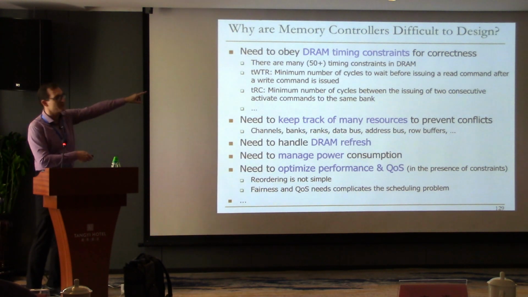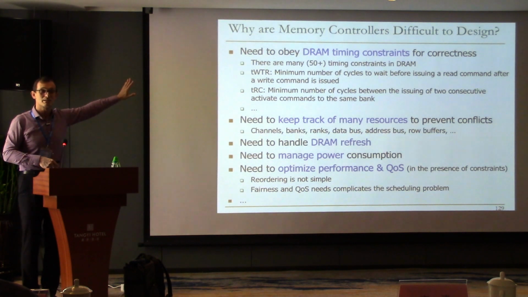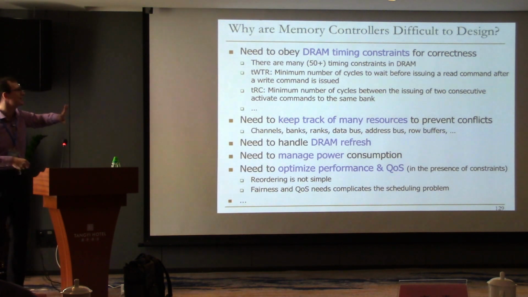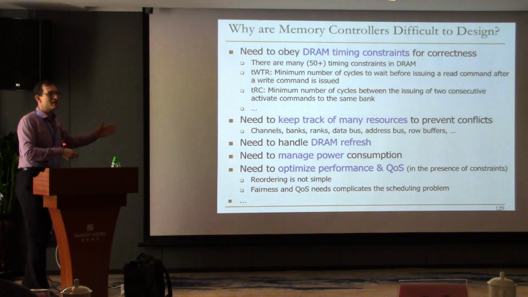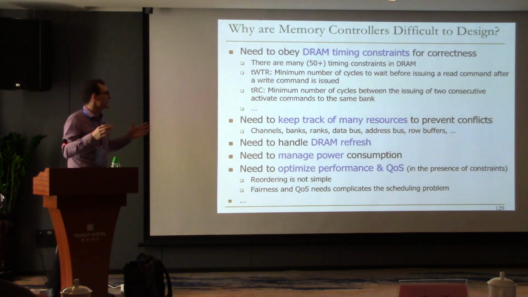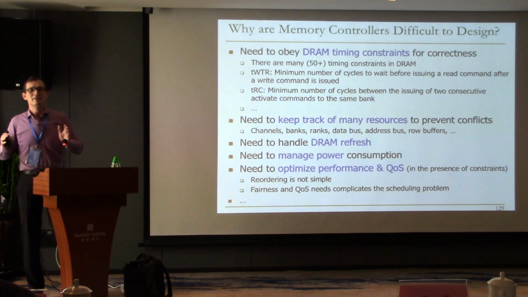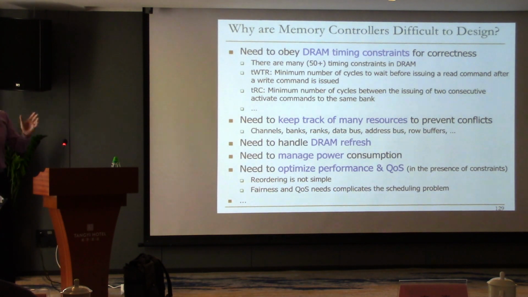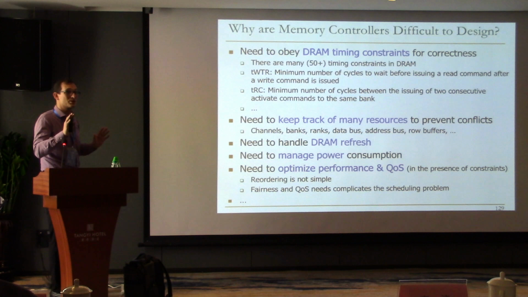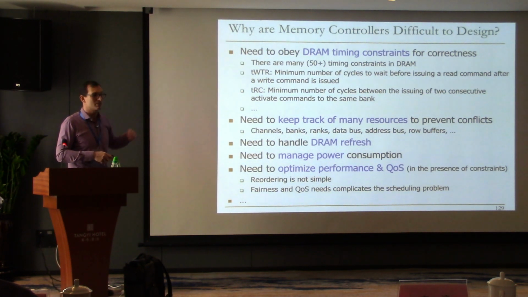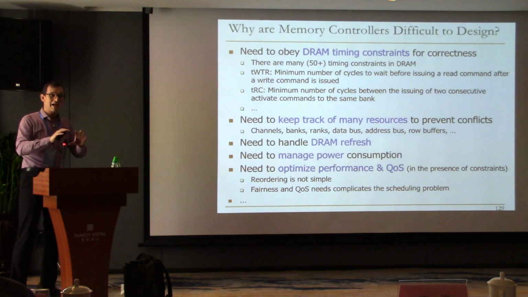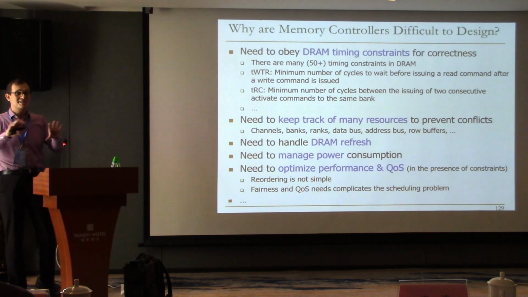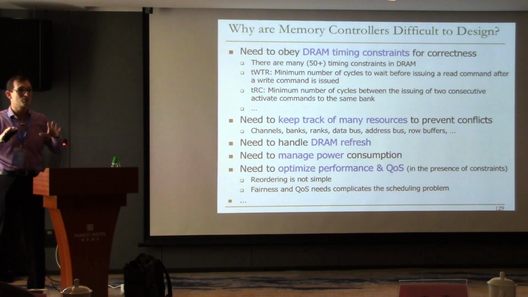Like actually 50 doesn't do justice to it. There are more than 100 timing constraints in DRAM. You need to obey all of them for correct operation. You need to keep track of many resources: channels, banks, ranks, data bus, address bus, row buffers. Now they're introducing even more bank groups. So all of those you need to ensure the memory controller keeps track. You need to handle DRAM refresh on top of this. And DRAM refresh has some elasticity in it to make sure that you can actually improve performance.